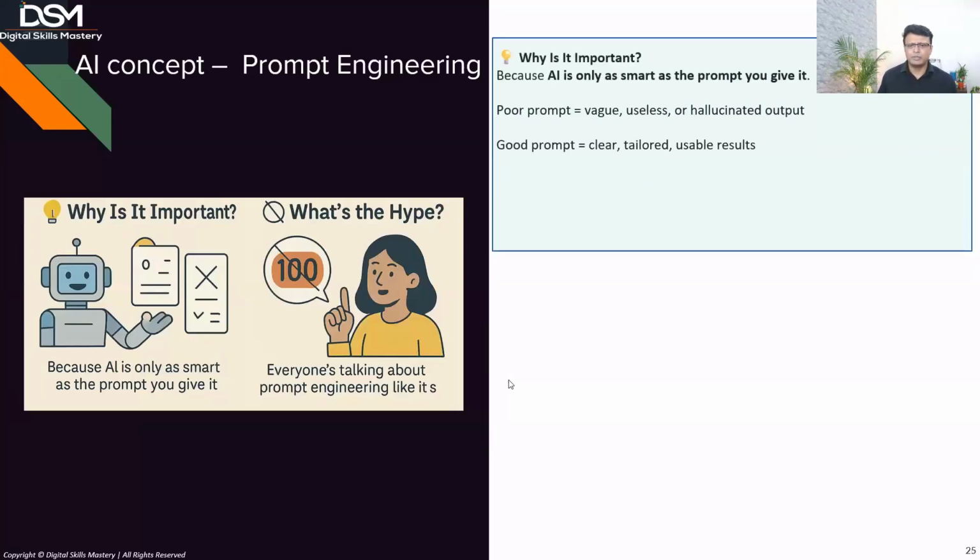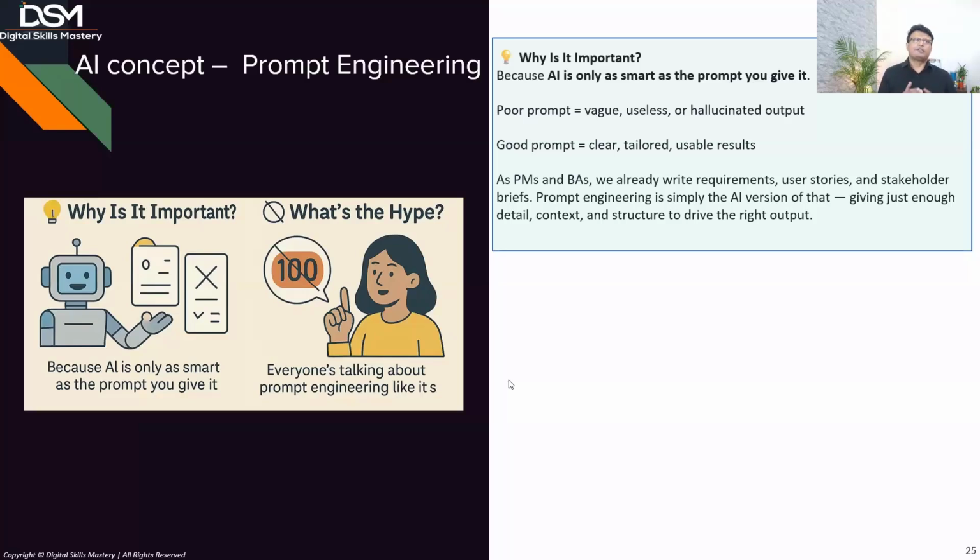Now, why is it important? Because when you are interacting with the AI tools to get your job done, to gain efficiency and higher productivity, a poor prompt means it's vague, it's useless, and you'll get a hallucinated output. Garbage in is garbage out. Hence, we'll teach you today how to write a good prompt, which is clear, tailored, and gives you usable results.